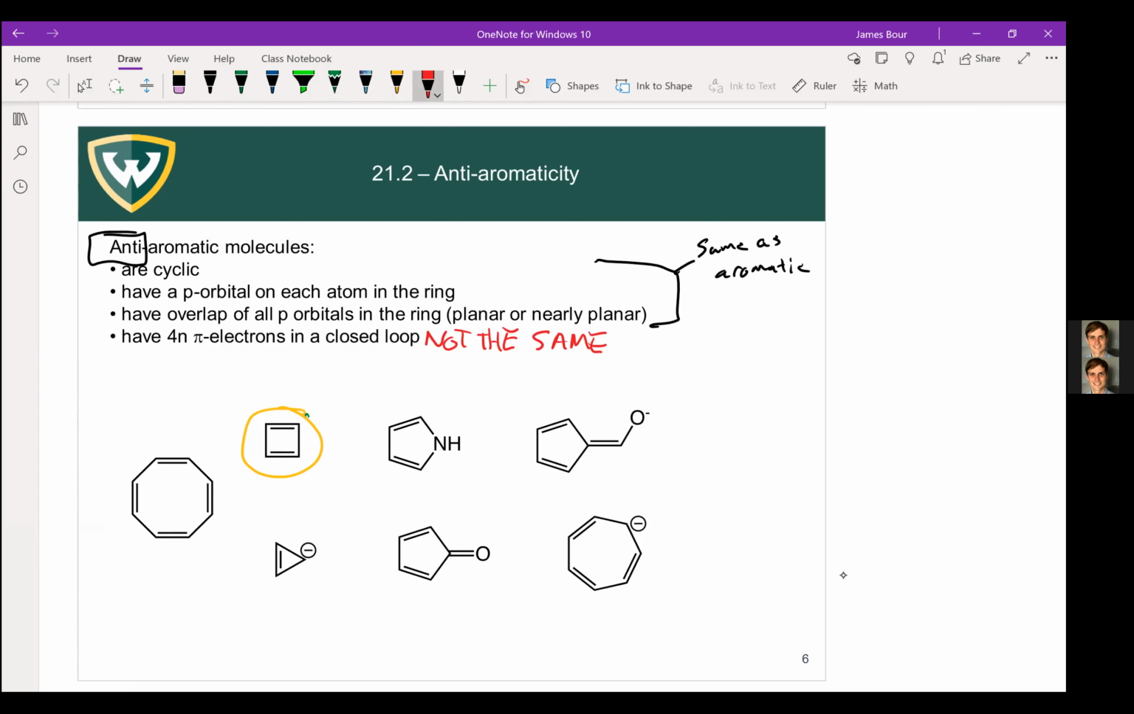So let's take a look at this molecule here below. If cyclooctatetraene is planar, and it is cyclic, we know that. It has p orbitals on each atom of the ring. We can look here, p orbital, p orbital. Each spot, there's a p orbital. They're all consecutive. And if we look at the number of pi electrons, 2 pi, 2 pi, 2 pi, 2 pi, that equals 8 pi electrons total. This is anti-aromatic.